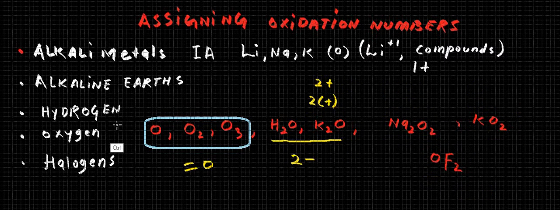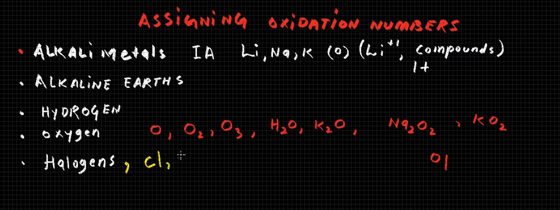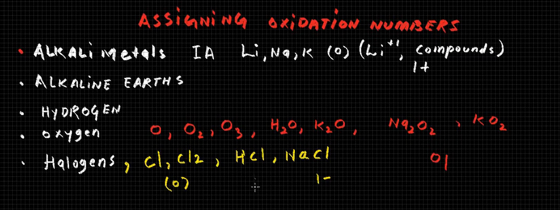As far as halogens are concerned, in the form of atoms, in the form of their diatomic molecules, they will have a 0 oxidation state, while in their binary compounds with elements which are more electropositive than halogens, binary compounds being compounds made up of 2 elements, halogen will have a -1 oxidation state.